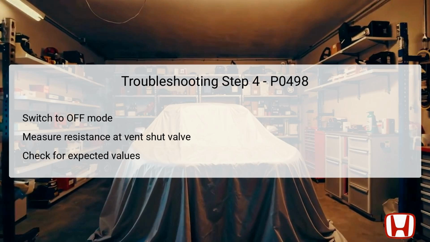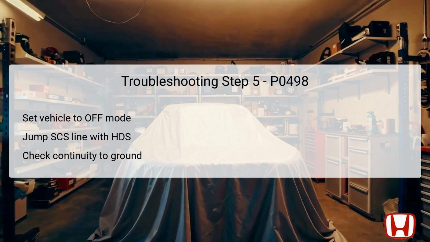If you obtain a reading within this range, it indicates that the vent shut valve is operational and functioning correctly. Conversely, a significantly higher or lower reading signifies that the valve may be defective, and replacement would be necessary to restore proper functionality. Accurate resistance measurement ensures that the component integrity is confirmed before moving on to further checks.